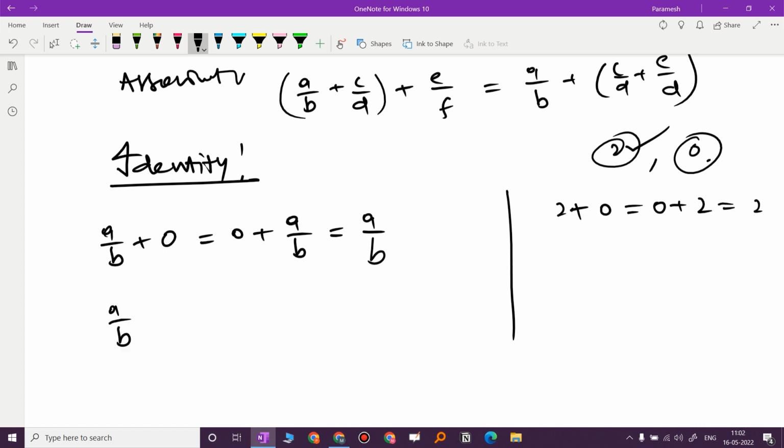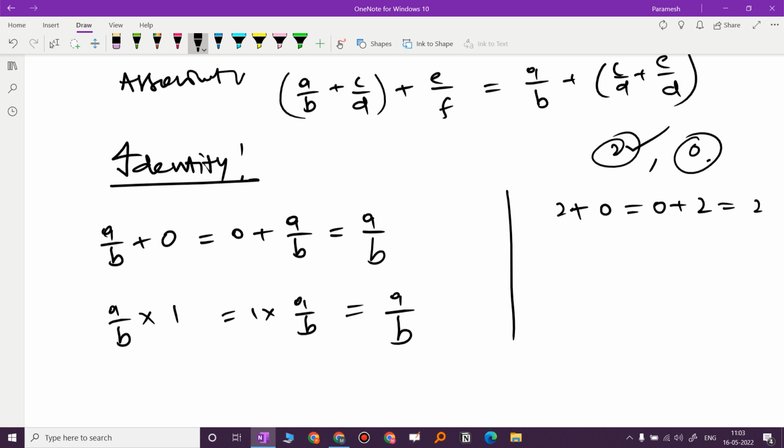Suppose we take a by b and 1. 1 is also a rational number. A by b into 1 is equal to 1 into a by b is equal to a by b only. In both cases, observe that the result will be itself only. What is the difference? Only the binary operation changes. In addition, 0 can be added to any rational number and the value does not change. So that's why 0 is called the additive identity element.